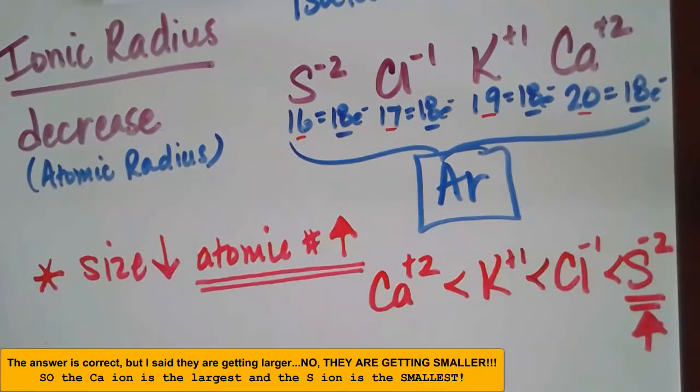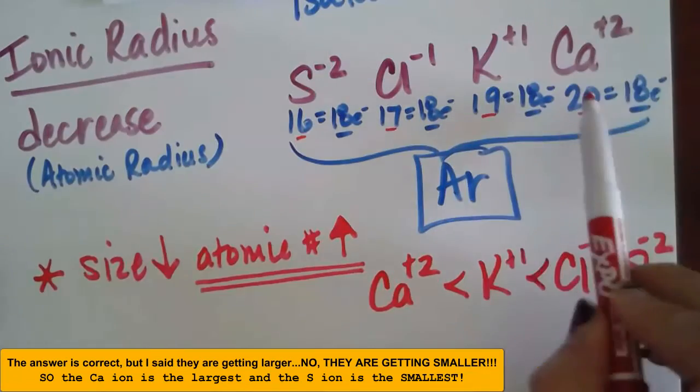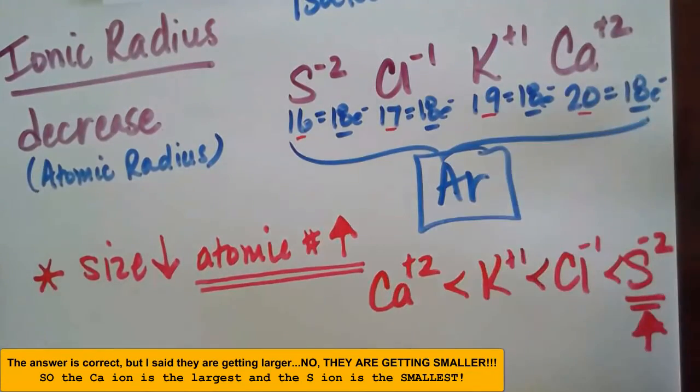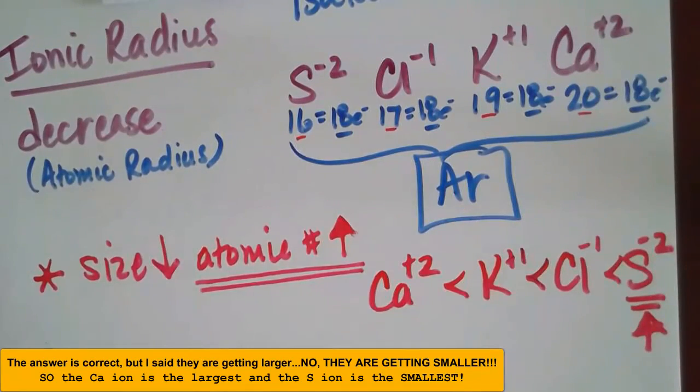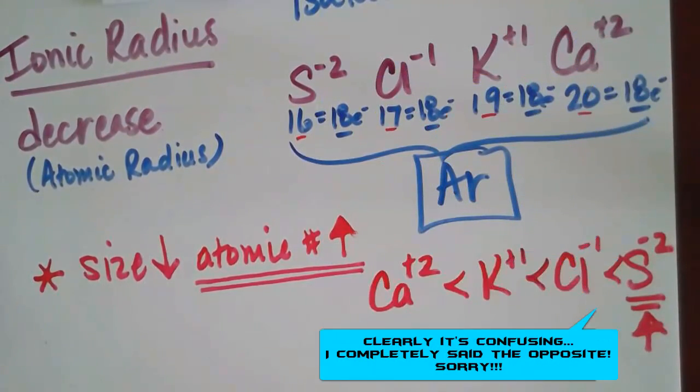Because remember, you're talking about all of them having the same number of electrons. So if they all have the same number of electrons, you now have to defer back to, as the size decreases, your atomic number increases. All right, so I know it's confusing. And like I said, I tried to save this one till last.